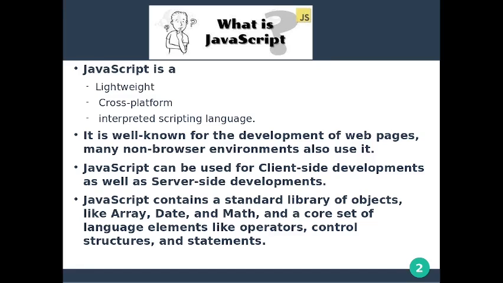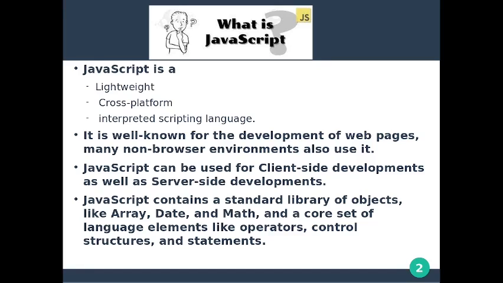Actually, we already know that JavaScript is a language. What does it use? For web developing. So we can say that JavaScript is comparatively a lightweight programming language, a cross-platform programming language, and also an interpreted scripting language. The term programming language does not really suit JavaScript. We can use another word, scripting language, so it is considered a script.